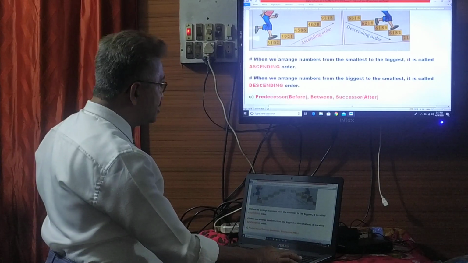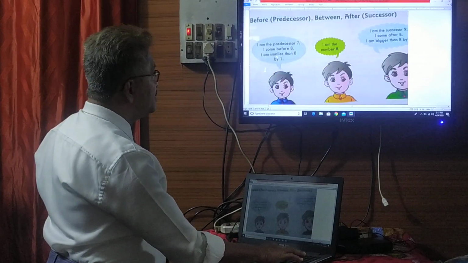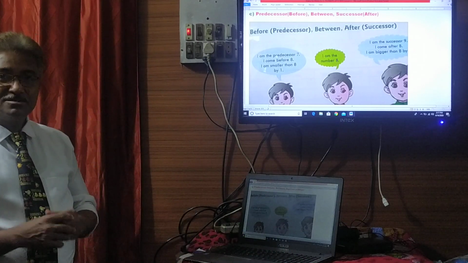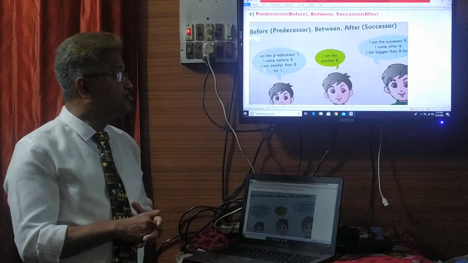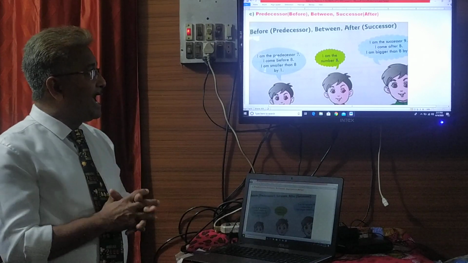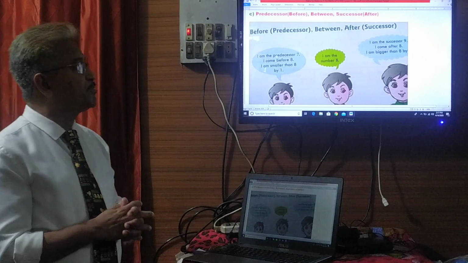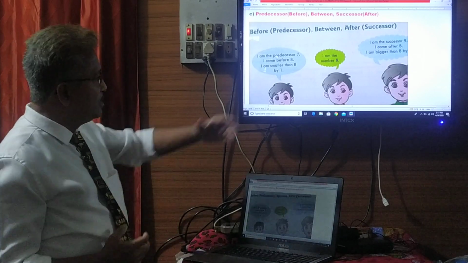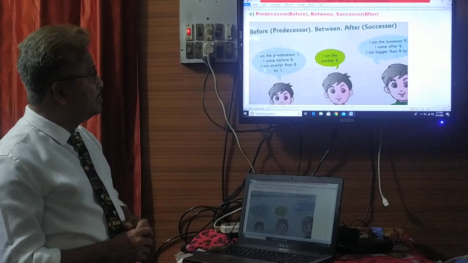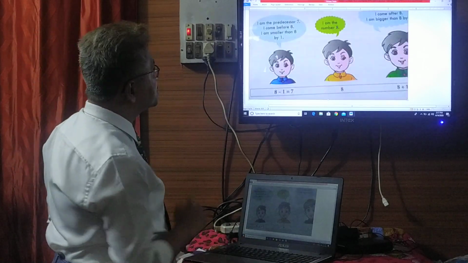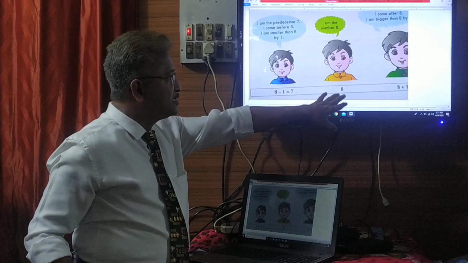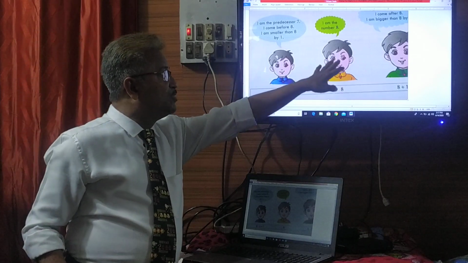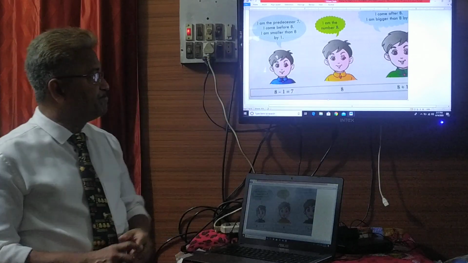Moving on to the third subtopic, that is predecessor, or simply put before, between, and successor, simply put after. So we have three numbers here. As we can see here, in this picture we see 8 is between. 8 is the number that we are taking, which is between.